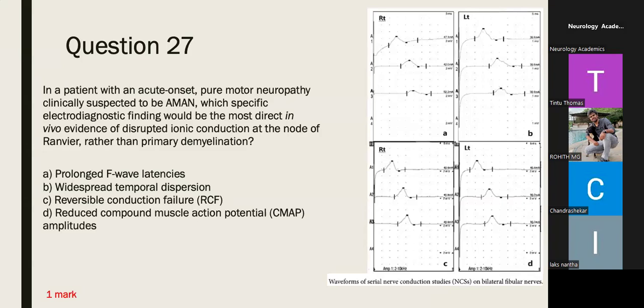Question 27. In a patient with acute onset pure motor neuropathy, clinically suspected to be AMAN, which specific electrodiagnostic finding would be the most direct evidence of disrupted ionic conduction at the node of Ranvier rather than primary demyelination? Options are prolonged F-wave latencies, widespread temporal dispersion, reversible conduction failure, reduced CMAP amplitudes.